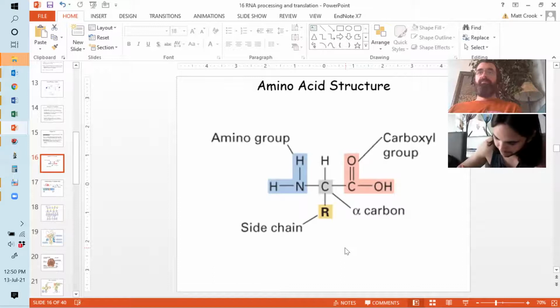Side chains did. Go on. What did side chains do again? They give the amino acid its properties.